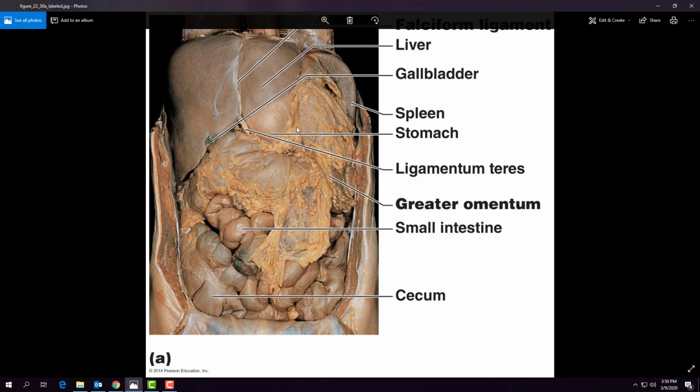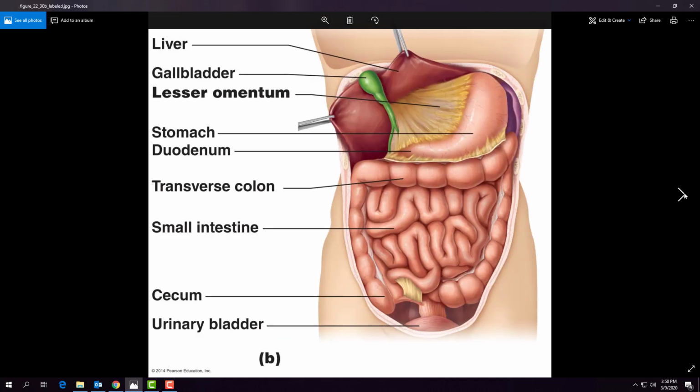There is a lesser omentum that goes up underneath the liver, and I'll show you a picture of that shortly. I'll show you right now. So here's where the greater omentum would hang off of the greater curvature of the stomach, and here's the lesser omentum on the lesser curvature of the stomach as it goes up underneath the liver.